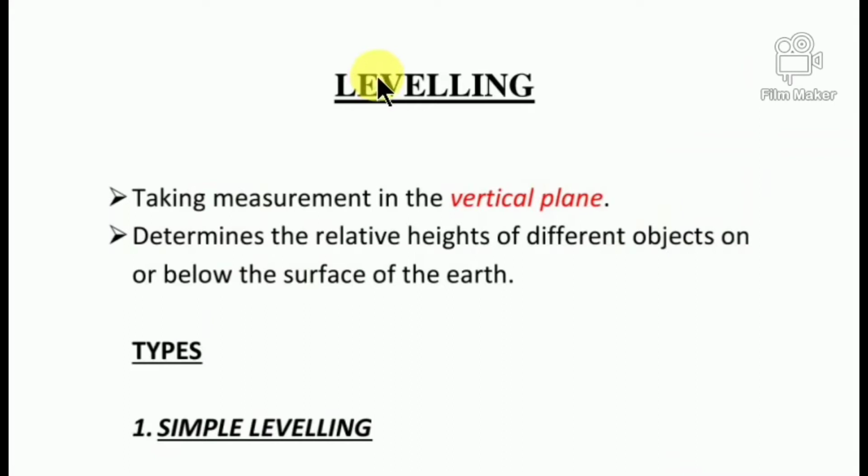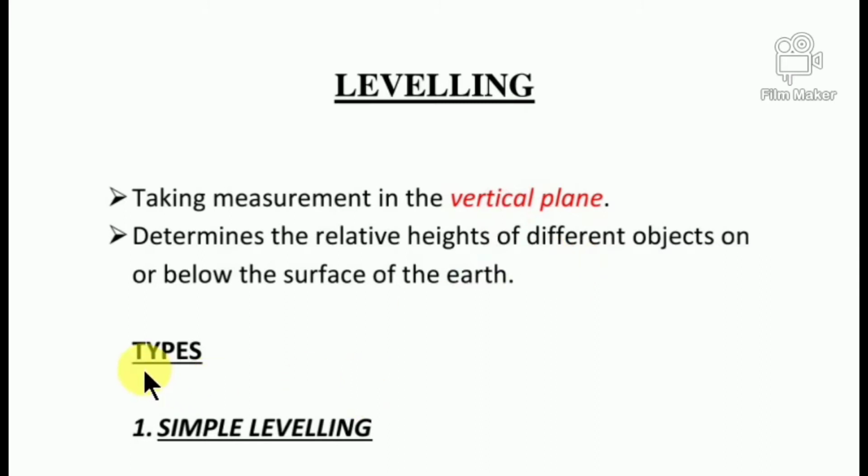So today's topic is leveling. So when do we do leveling? We do leveling when we take measurement in the vertical plane. In my first lecture I mentioned that taking measurement in the horizontal plane is surveying and in the vertical plane is leveling. So leveling determines the relative heights of different objects on, below or above the surface of the earth. Obviously, if leveling is the measurement in the vertical plane, it will represent the heights.